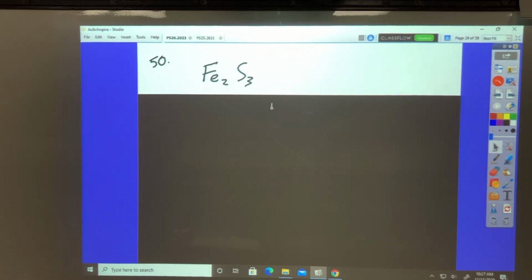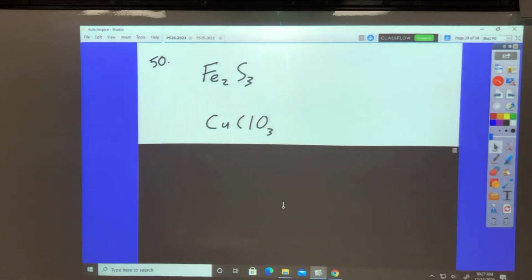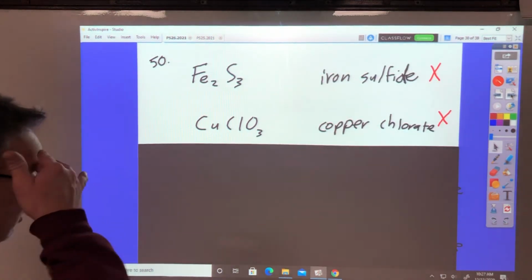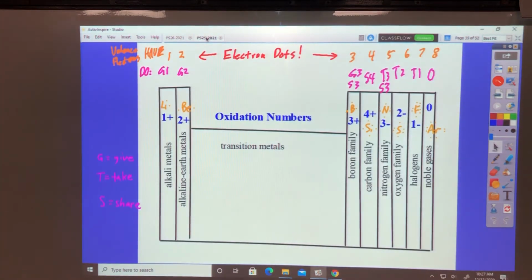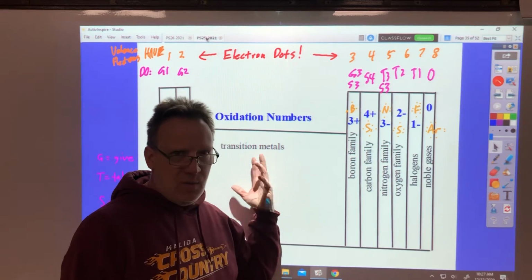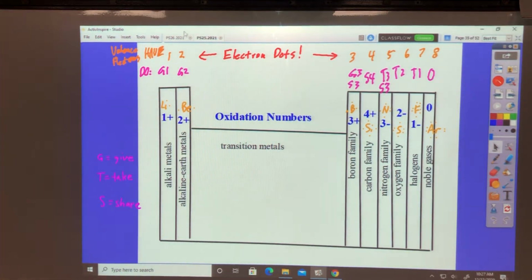Next one, CuClO3. You might say copper chlorate, except that's not right. Why? Well, similar reasoning again. Copper belongs in here, so we have to know or figure out what the oxidation number is, because there can be different ones.